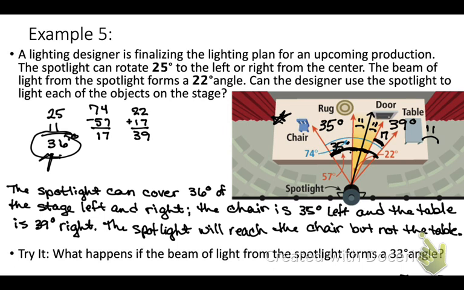I said it can cover 36 degrees left and right. The chair is 35 degrees left. The table is 39 degrees right. And so it can reach the chair but not the table. Could you picture that in your head without the picture? With my statement, you can picture the chair over here, table over here. I can reach the chair. That's about all the chair and table. Yeah, but that's all you need, right?